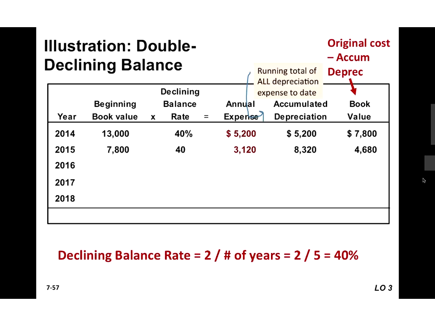So for 2016, the beginning book value is last year's ending, so $4,680 times 40% gives us an annual expense of $1,872. Accumulated depreciation, we're going to add that to the $8,320, and get $10,192. And I'll get a book value of $2,808.